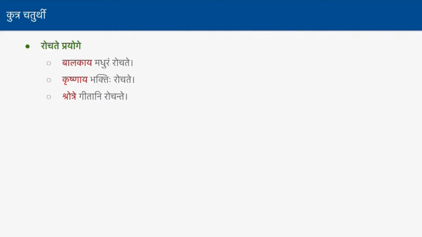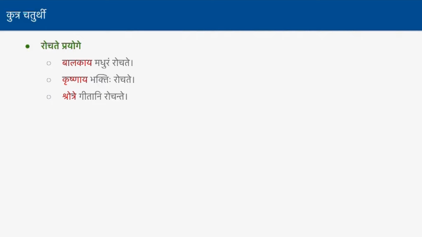Shishave Kridanakam rochate. The toy is liked by the baby. Okay, the translation should be in the active sentence. The baby likes the toy. Likes it, that's the actual. Yeah, okay, got it.